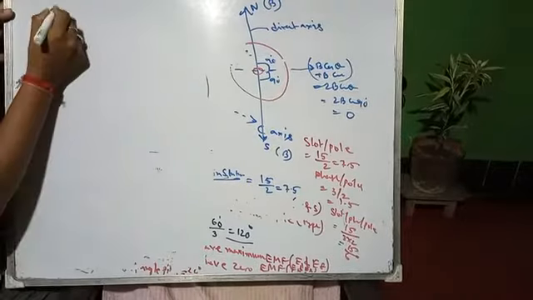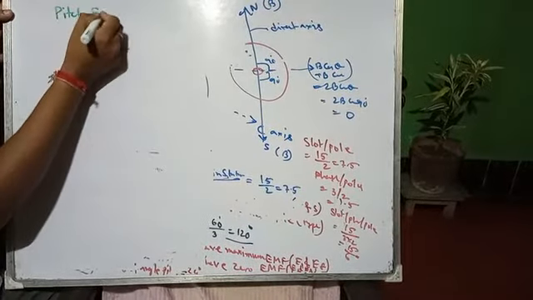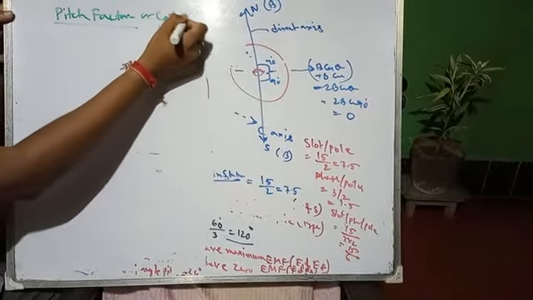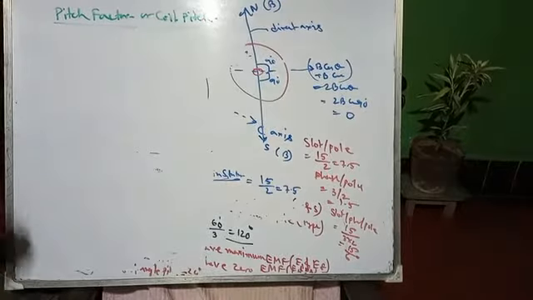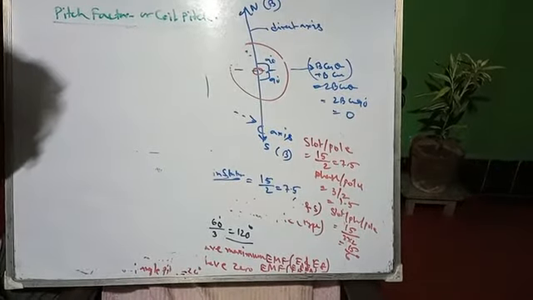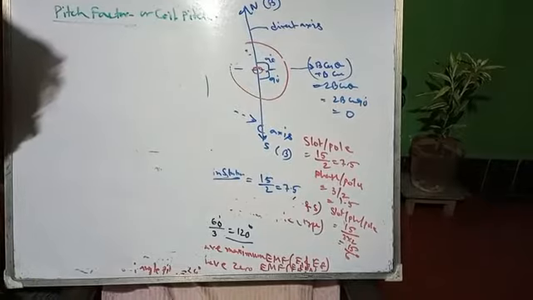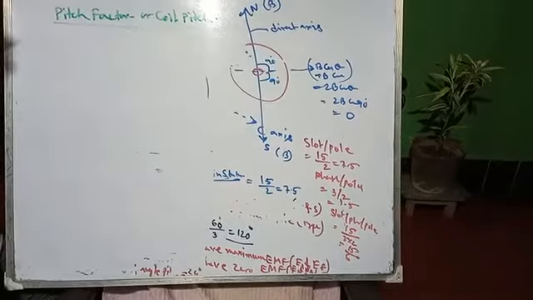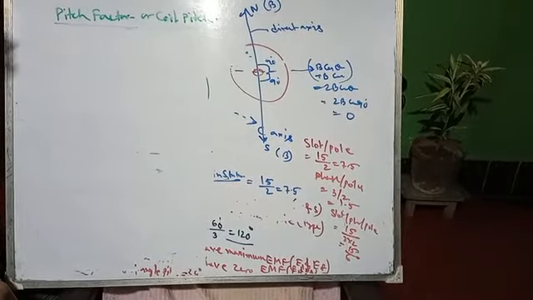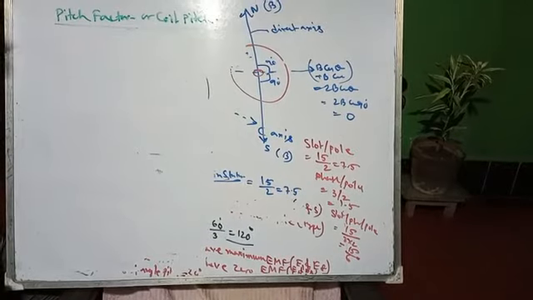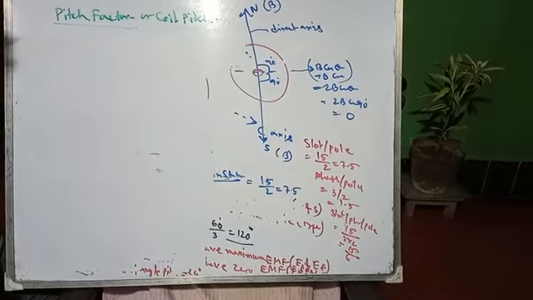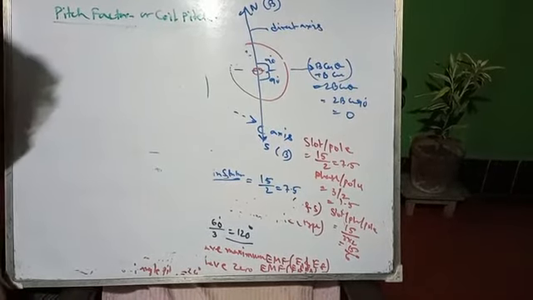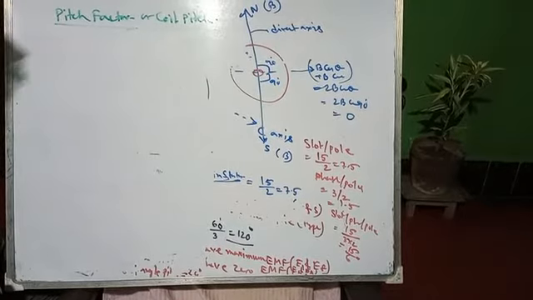Okay, so now write pitch factor. Definition of pitch factor or coil pitch: the ratio of the phasor sum of induced EMFs per coil to the arithmetic sum of the induced EMFs per coil is known as pitch factor.